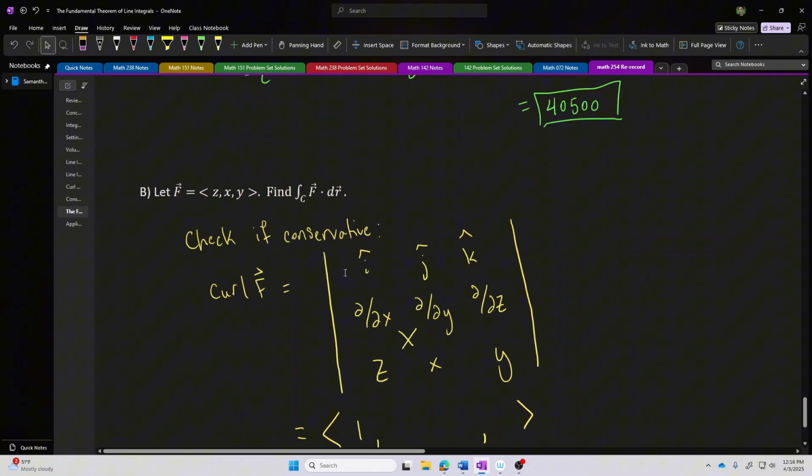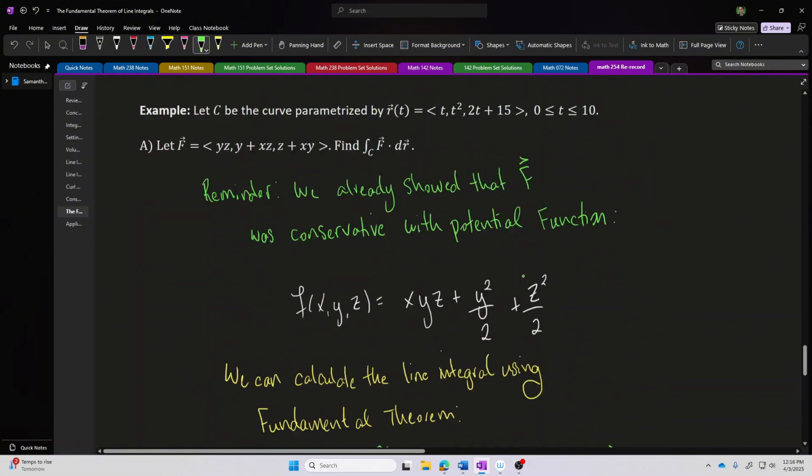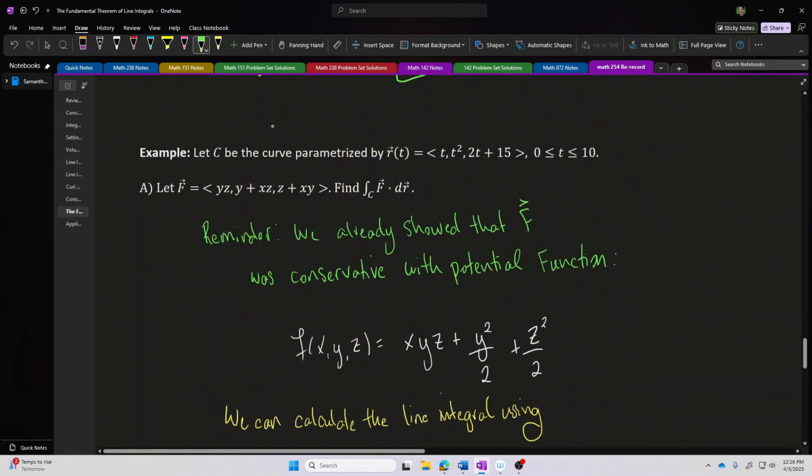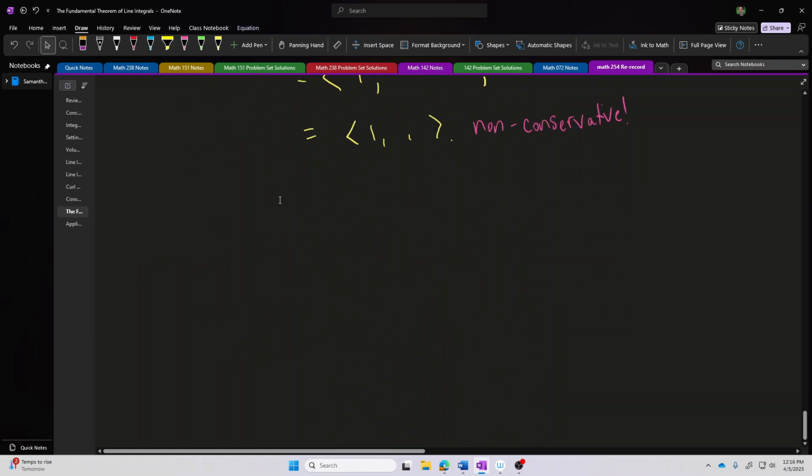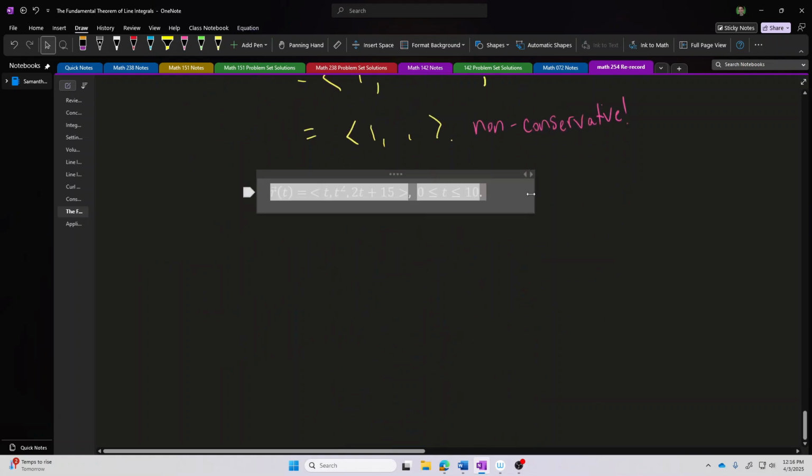So I would have to calculate this line integral of this vector field using the original formula and the original method. So I would start, if necessary, by parameterizing the curve C. However, in this problem, I'm lucky because the parameterization was provided to me. So I'll just copy it down here.